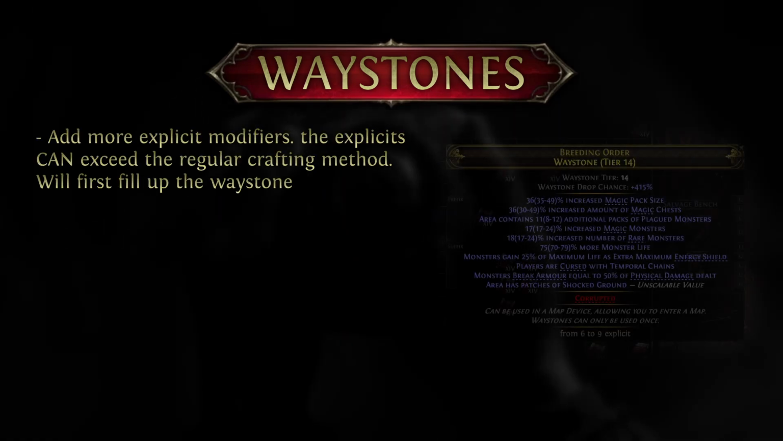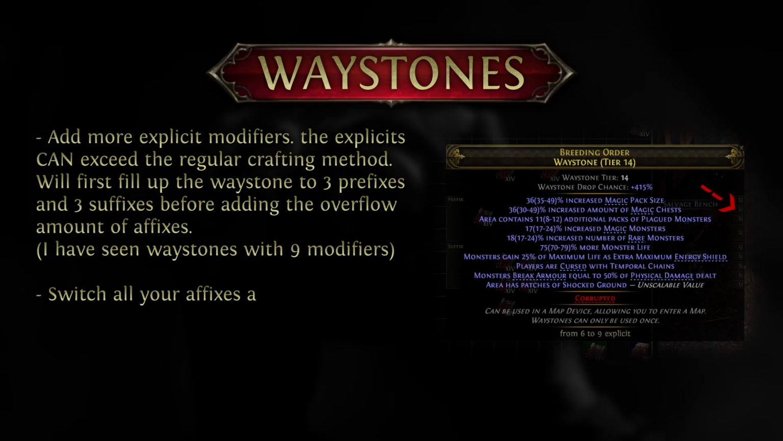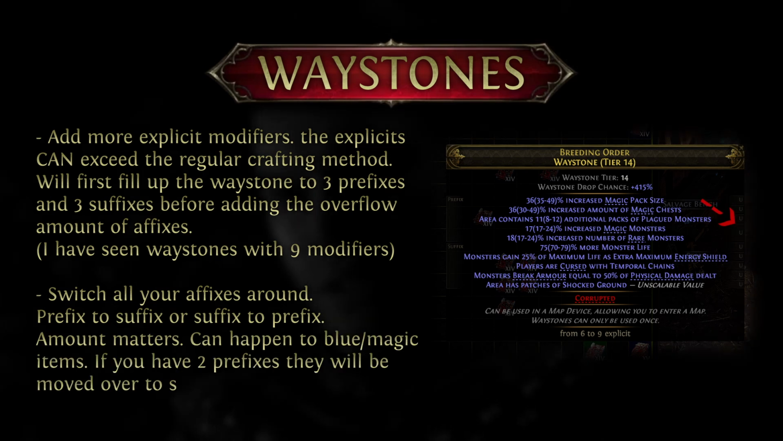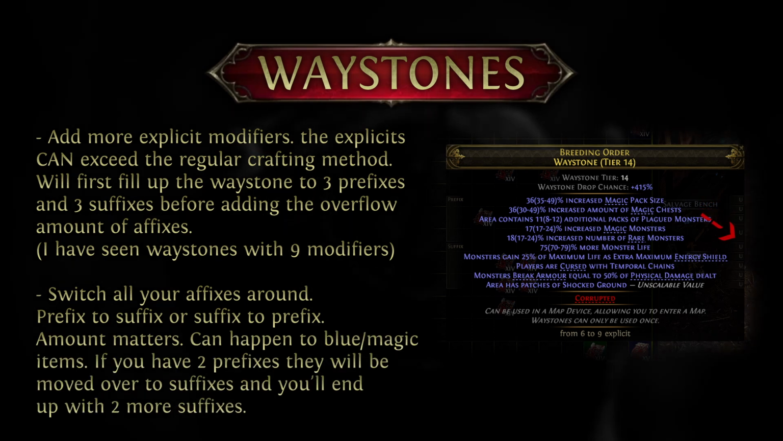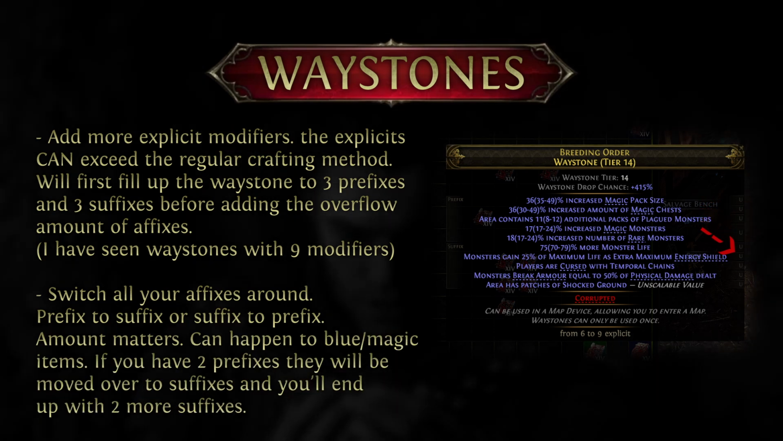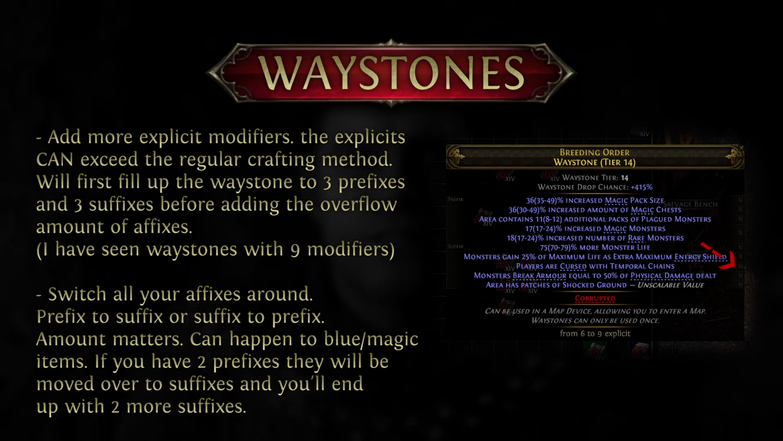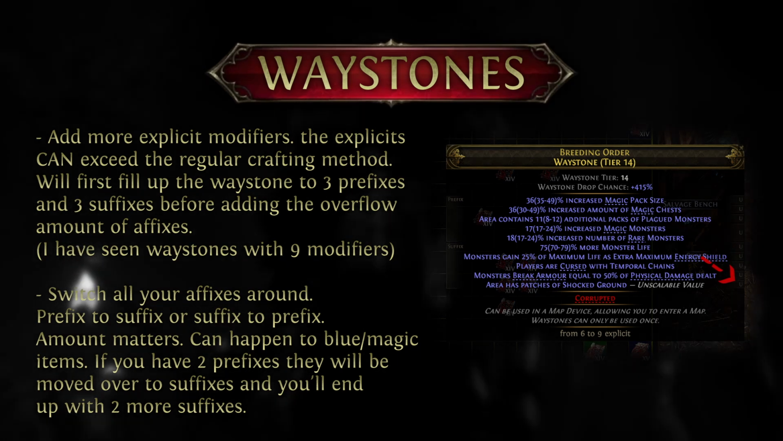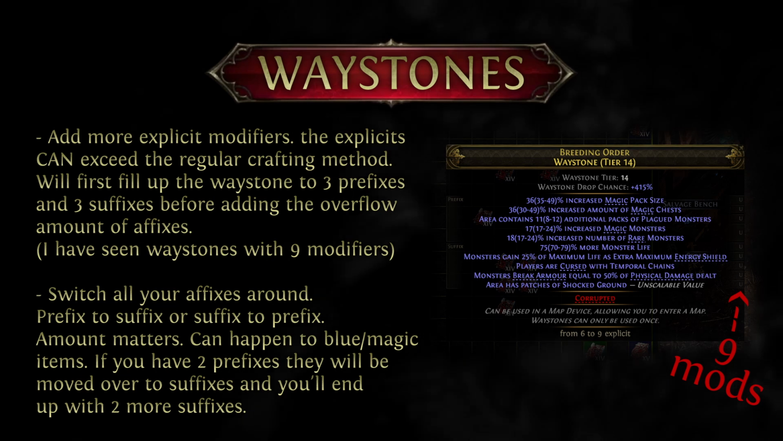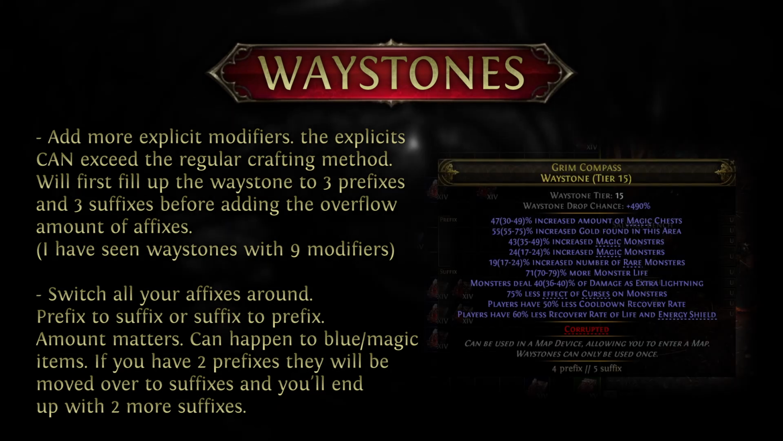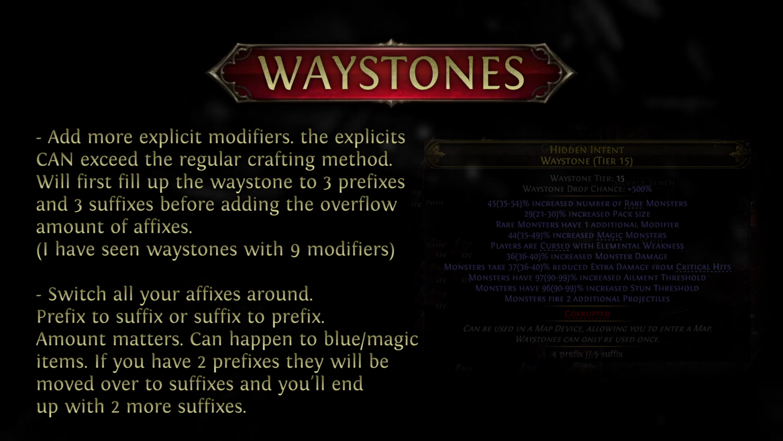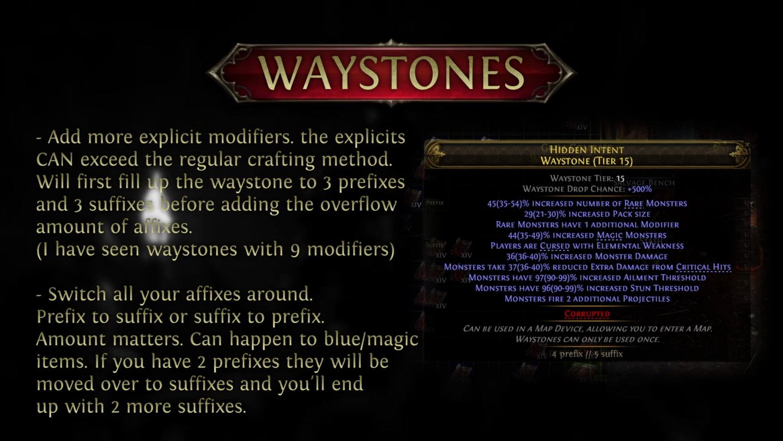If you use a Vaal Orb on a rare Waystone, it can add more modifiers than what you regularly can craft onto a Waystone. So you can go above 3 suffixes and 3 prefixes, but it will always fill up the prefixes and suffixes to 3 before adding more modifiers to go above the regular amount. I've seen a maximum of 9 modifiers on a map, but it can also be 7 or 8.